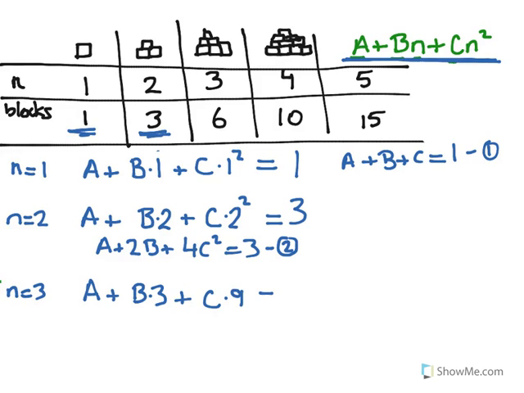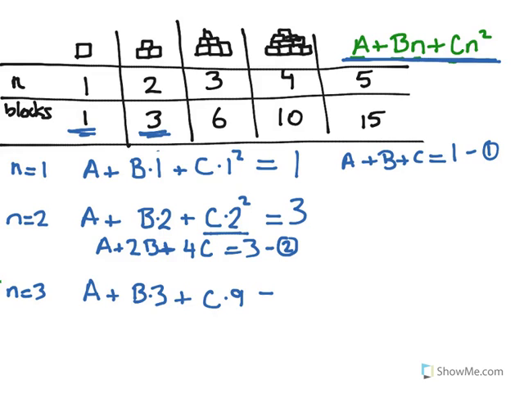Sorry, going back here, whoops, this is the wrong term. So, when we work out 2 squared times c, the answer will be 2 squared is 4 lots of c. So the answer to equation 2 would be a plus 2b plus 4c equals 3. Now we're working out for n equals 3.